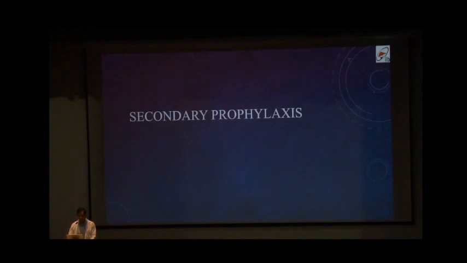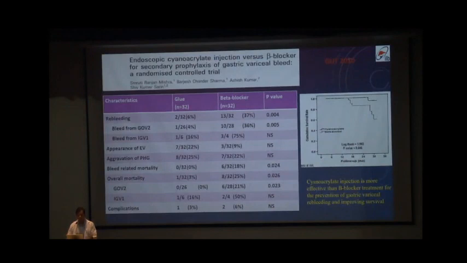Secondary prophylaxis is a patient who has already bled and presents to you. In this scenario, the only randomized trial, which compared endoscopic cyanoacrylate versus beta blocker for secondary prophylaxis, had shown that cyanoacrylate was more effective than beta blockers for the prevention of gastric variceal bleed and improving survival in this group of patients.